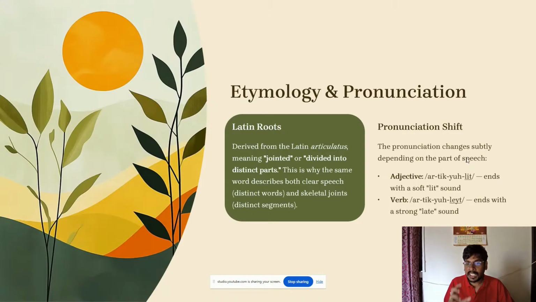Now pronunciation. As an adjective, it's articulate, and it ends with a soft 'it' sound. And if you are using it as a verb, articulate ends with a strong 'ate' sound. So the word articulate has two pronunciations. If it's an adjective, the pronunciation is articulate. If it's a verb, the pronunciation is articulate. So this is one important thing that you need to remember if you are transcribing phonetics into a word.